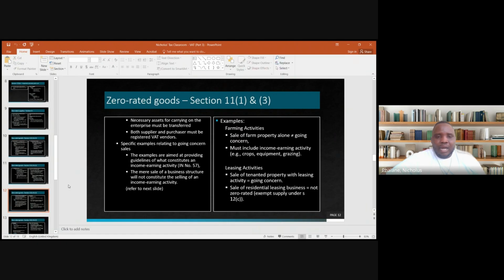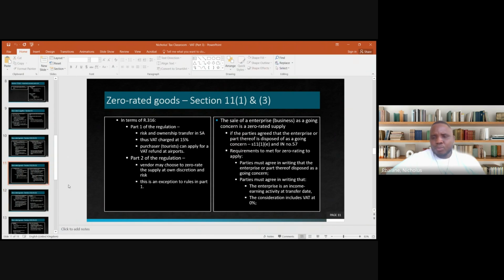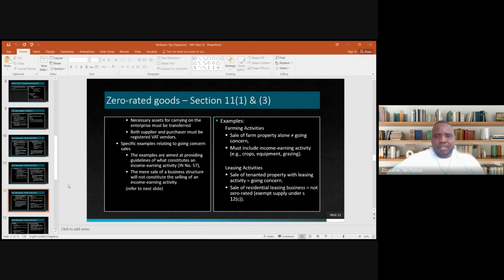And the necessary assets for the carrying on of the enterprise must be transferred, because this wouldn't be an income earning activity if the assets are not transferred. All right. Both the supplier and the purchaser must be registered VAT vendors. So if you meet all these requirements, then the transaction can be zero rated. So the sale of that business or part thereof can then be zero rated, right?